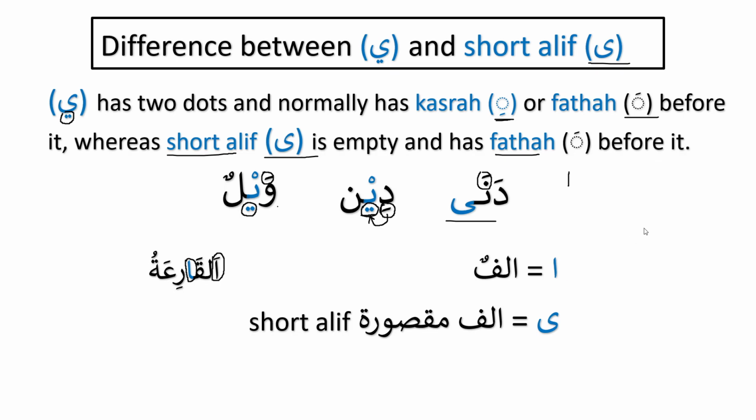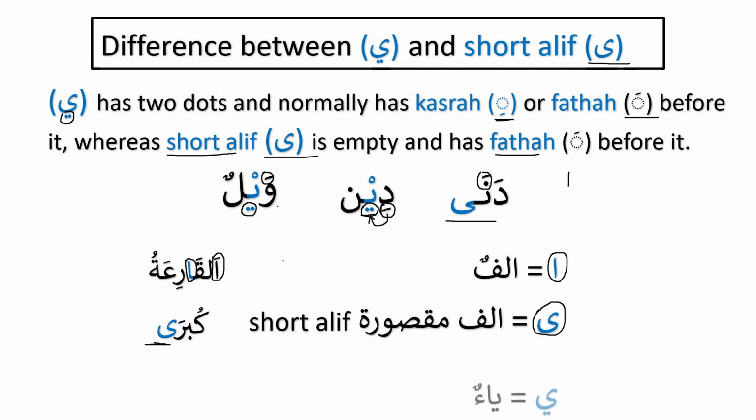So look at the difference, please. There is a difference between these. This is called alif, only alif, as we can see over here. However, this is called alif maqsura, short alif, and this is how it is written, as we can see over here. It is empty and there is a fatha before it. So this is the difference between alif and short alif.